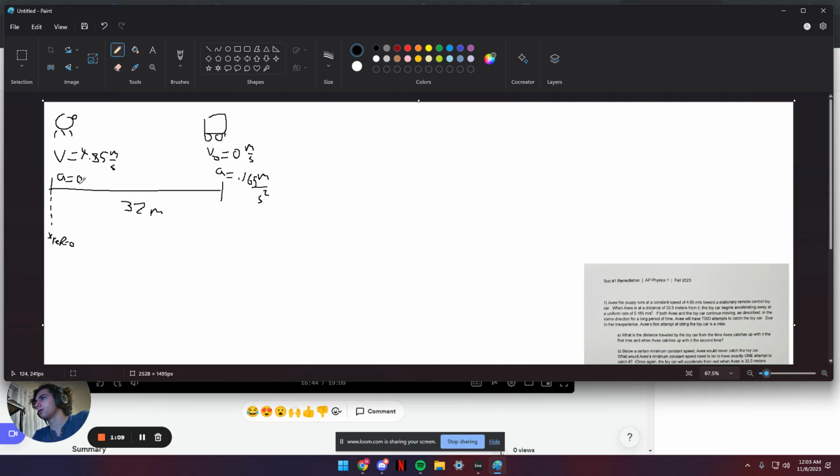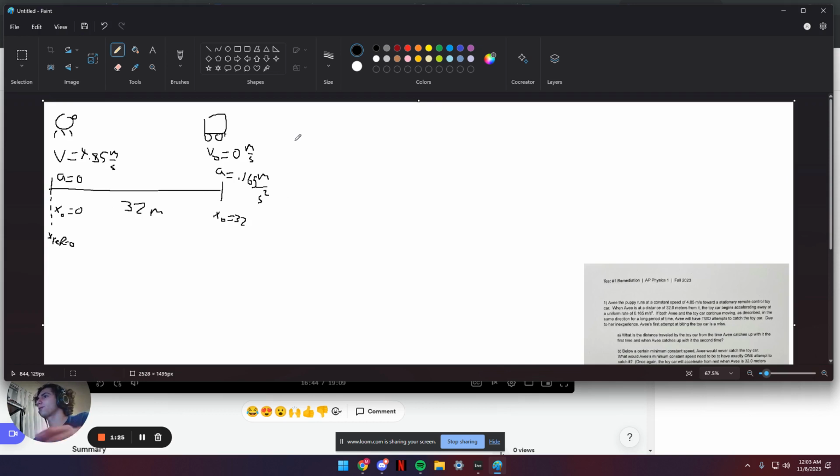We know both of their initial x's. Here it's 0 because we're setting that as a reference. Here it is 32 because it's 32 away from 0.